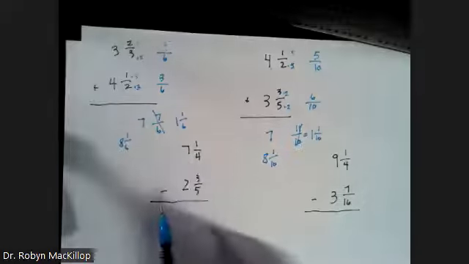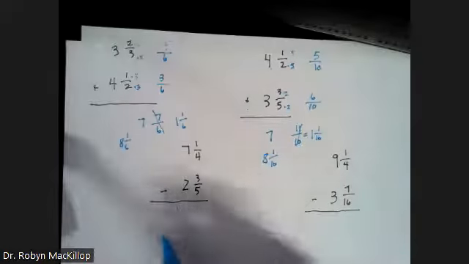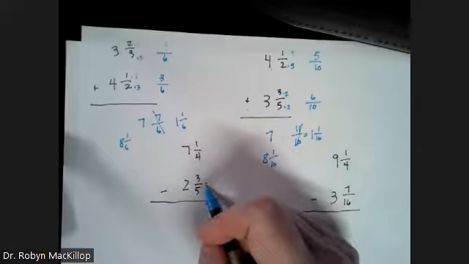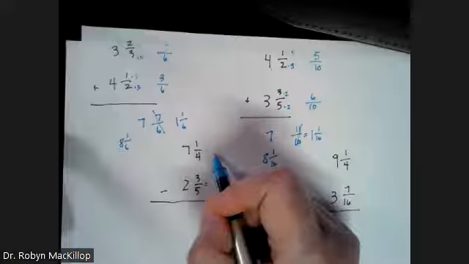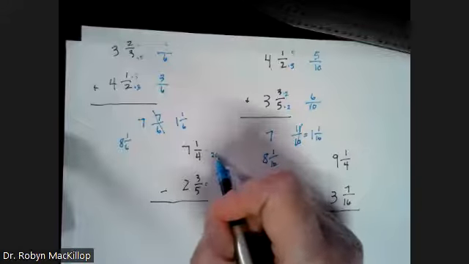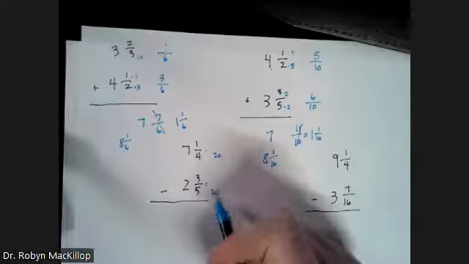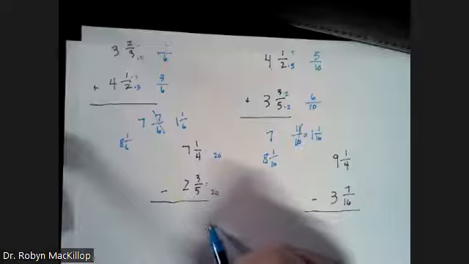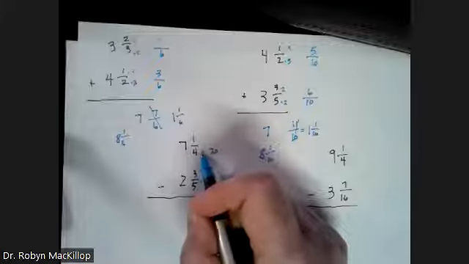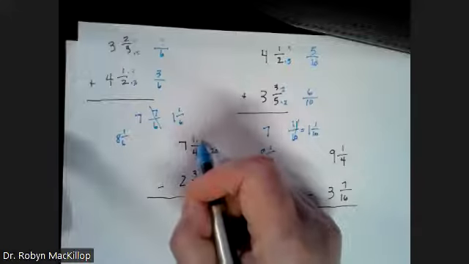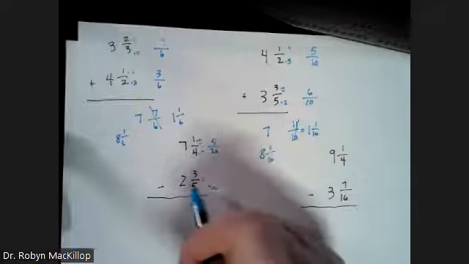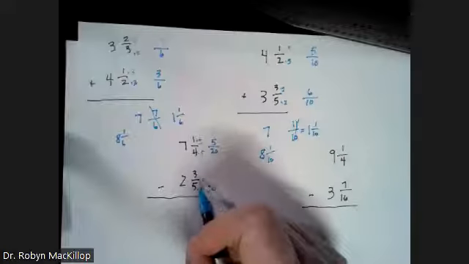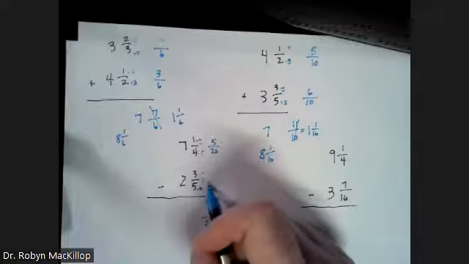All right, let's try a subtraction problem. 7 1/4 minus 2 3/5. Same thing, we need to find a common denominator. 4 and 5 both go into 20. Which means our denominator for now is going to be 20. 4 goes into 20 5 times. Do that on the top. 1 times 5 is 5. 5 goes into 20 4 times. 3 times 4 is 12.